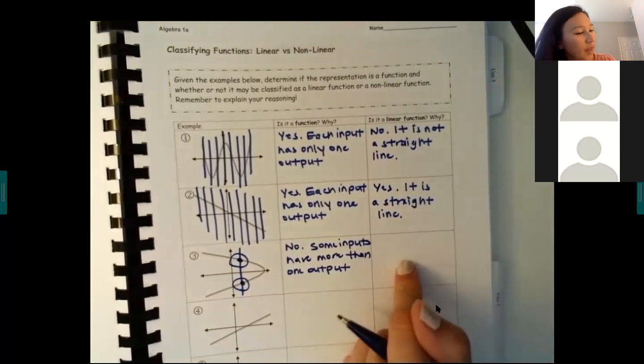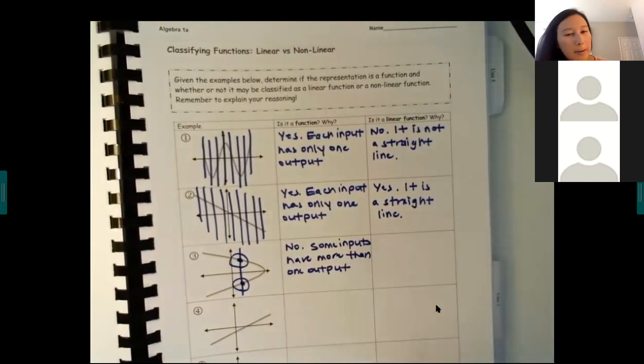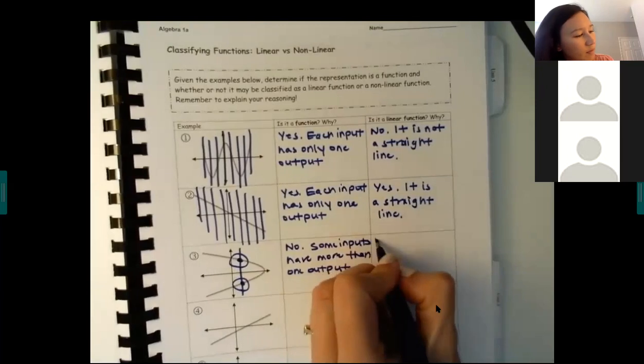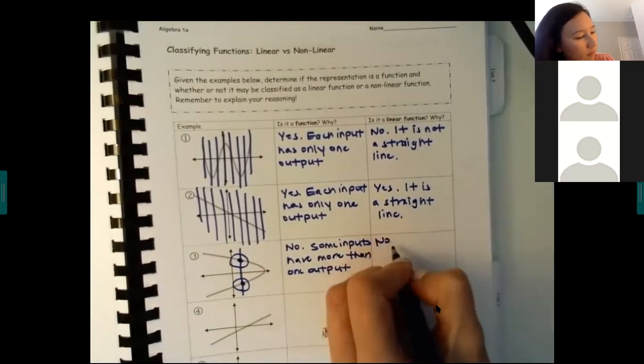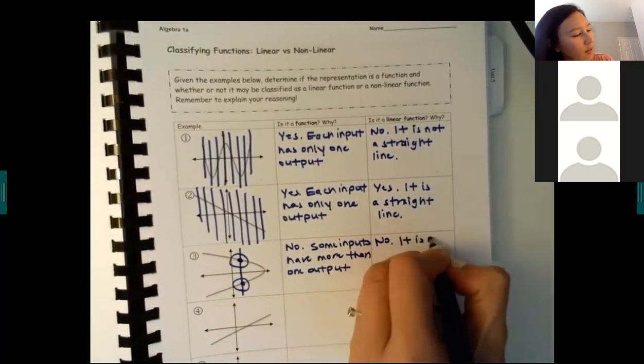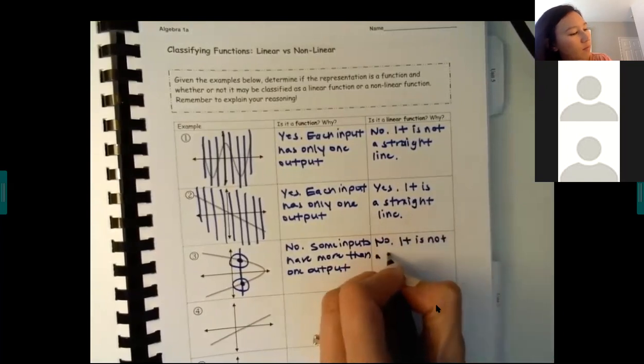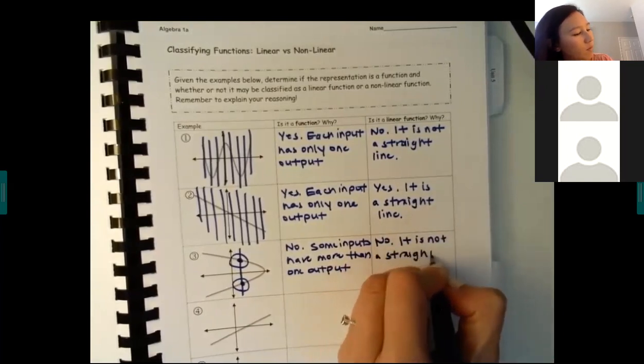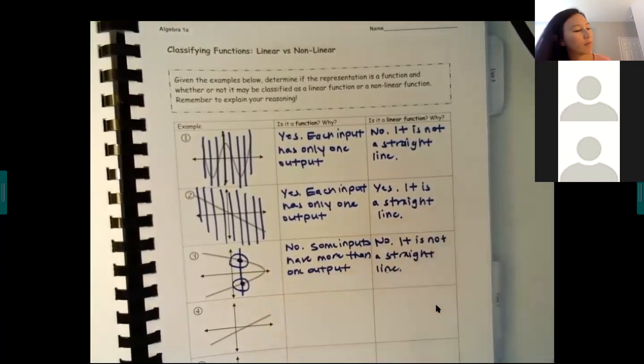And Cheyenne, what do you think? Is it a linear function? No, because it's not a straight line. Right. Very good.